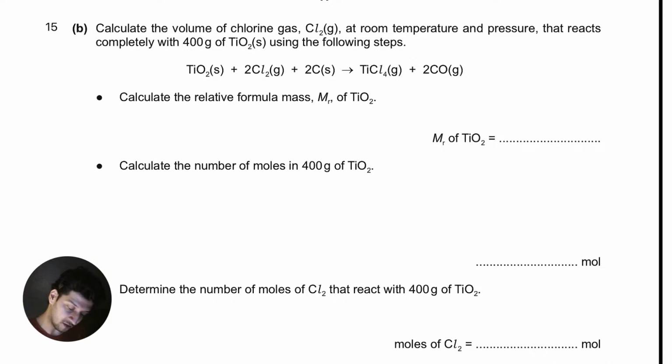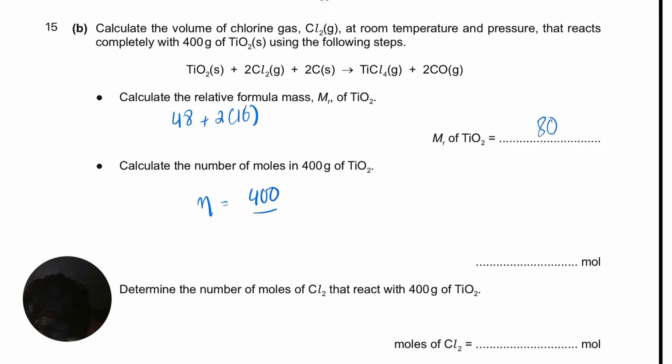Calculate the relative formula mass. They're just helping me through the entire question. So titanium is 48. I didn't know it was that light. Plus 2 times 16. This is 80. Calculate the number of moles in 400 grams. 400 divided by 80, isn't that just 5?